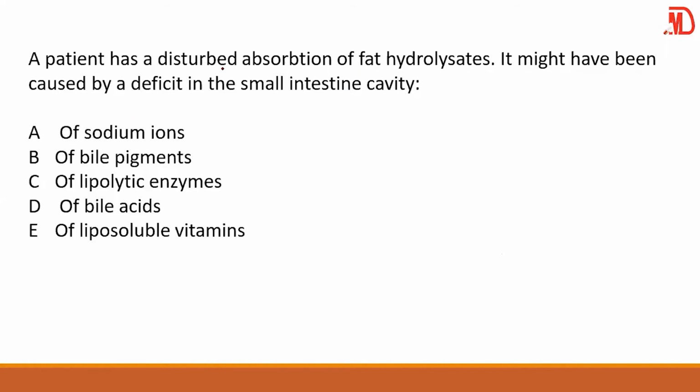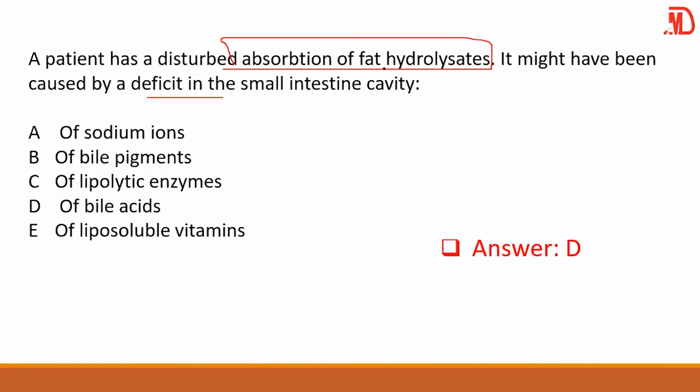A patient has a disturbed absorption of fat hydrolysates. Fat. It might be caused by the deficiency of what? The question is what is responsible for fat digestion? And you already know it. So basically, we are referring to bile acid, because bile acid helps in the emulsification of fats. Now, if these fats are not emulsified, they can be found in the stool. The presence of excess fat in stool, we call it steatorrhea. And we discussed this in our biochemistry presentation. So please, if you've not watched it, do well to do that.